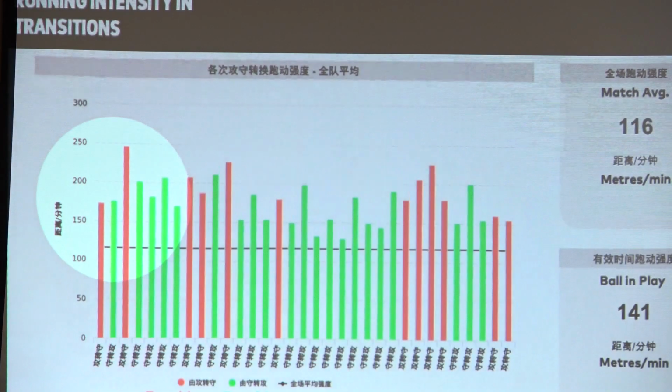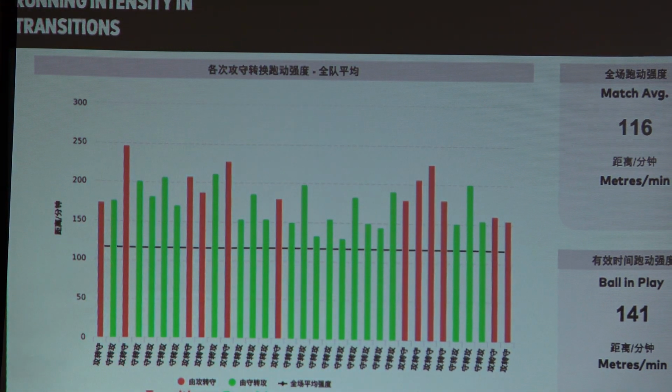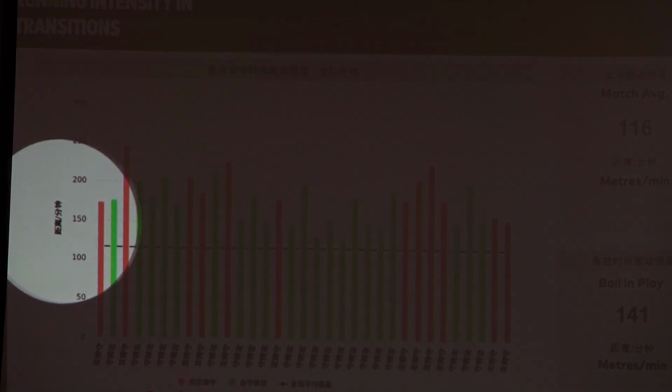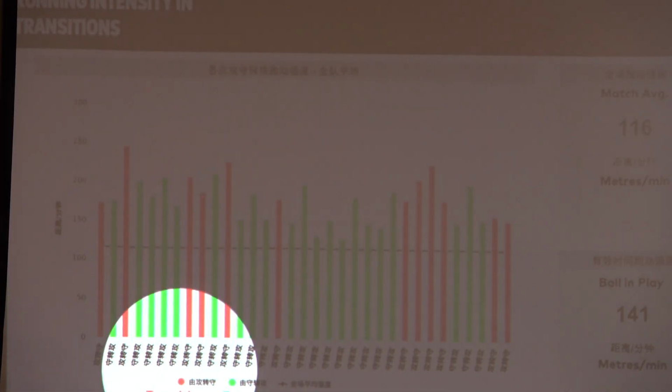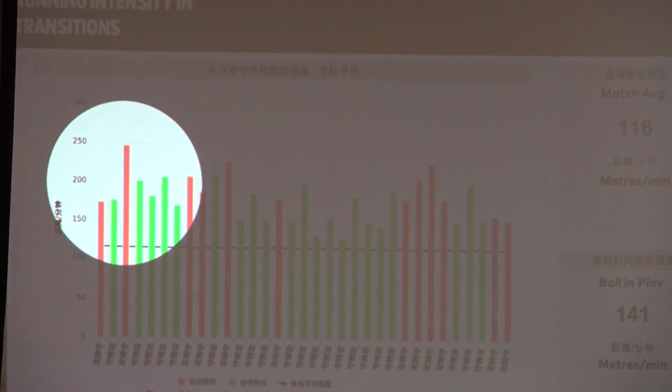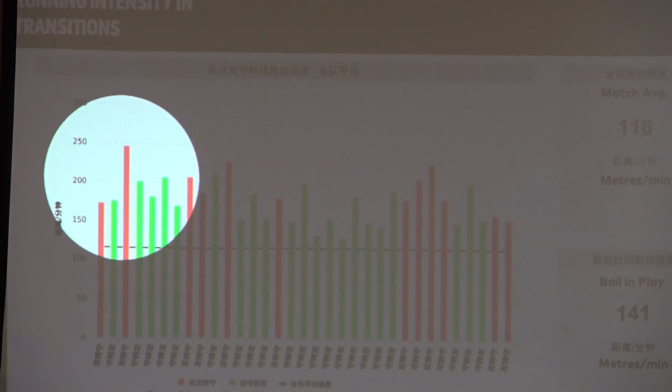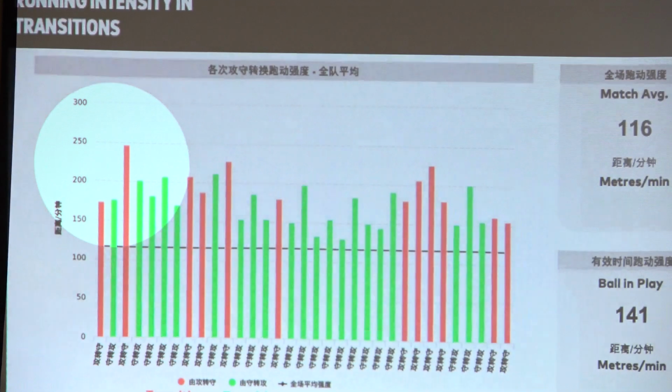So if you look at the numbers here, the defensive transitions can be as high as 250 meters per minute.